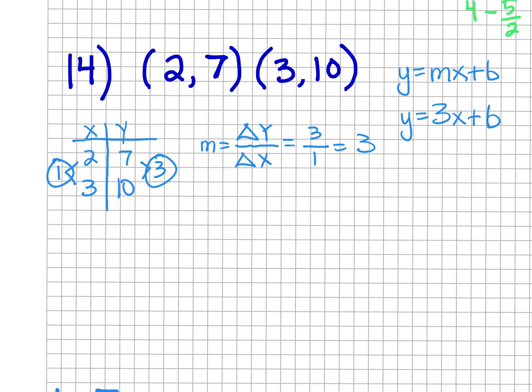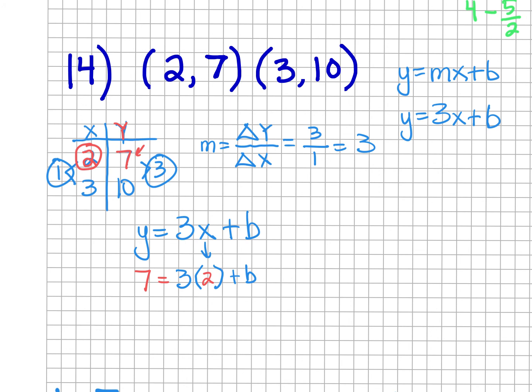Okay, let's use that formula. Y equals 3x plus b. But I already have y's and x's that are supposed to work. So I'm going to use this 2 and this 7 and plug it into my equation to figure out what b should be, because I don't know where it hits the y-intercept. So here's the y. Y is 7, so I'm going to put 7 in for y equals 3 times what the x should be, which is 2. So 3 times 2 plus b.